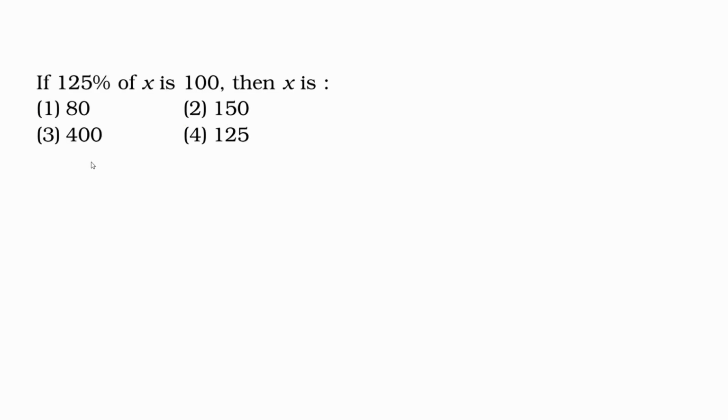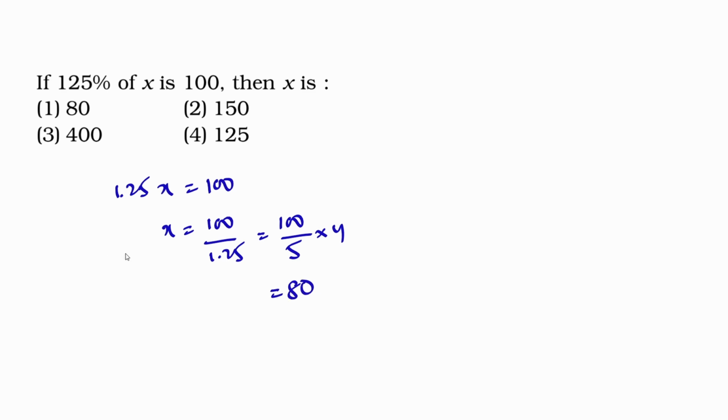Yeah, here's another fun question. 125% of x is 100. So that is 1.25 times x is 100. So what is x? x is 100 by 1.25. That is 100 by 5 times 4, which is 80. But if you look at the question, you don't even need to calculate the value of x, because 125% of x is 100. That would mean that x is actually less than 100. It cannot possibly be more than 100. So there is only one option for that.